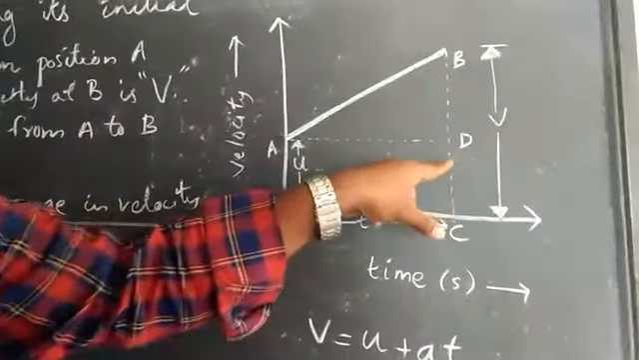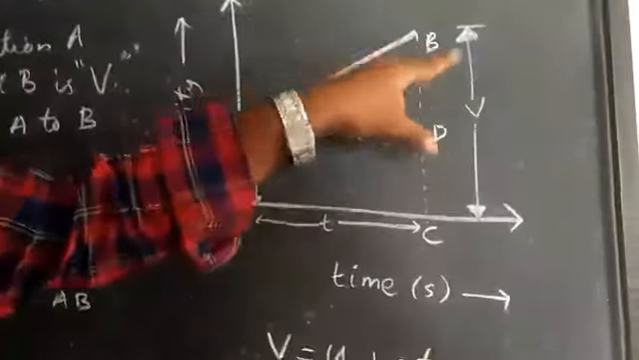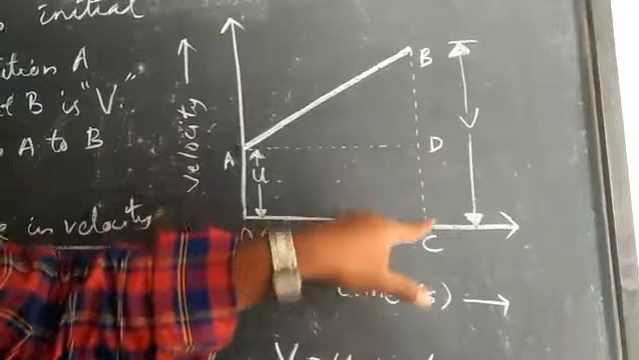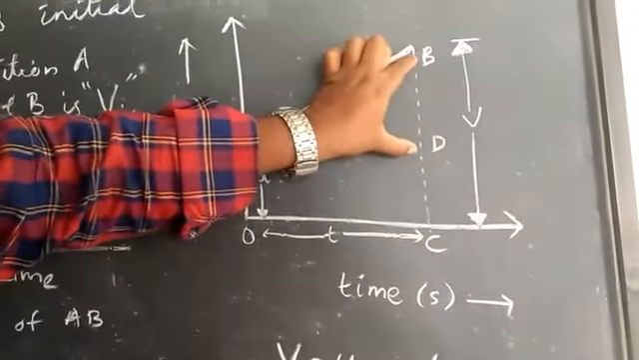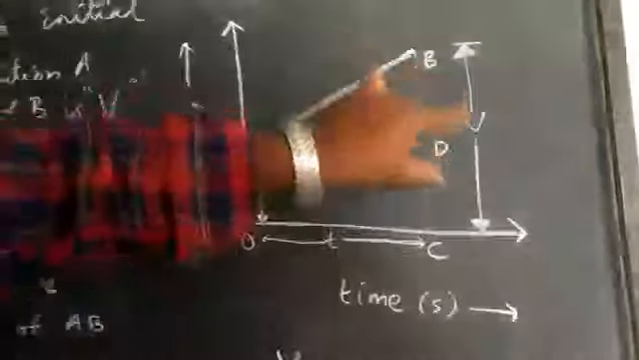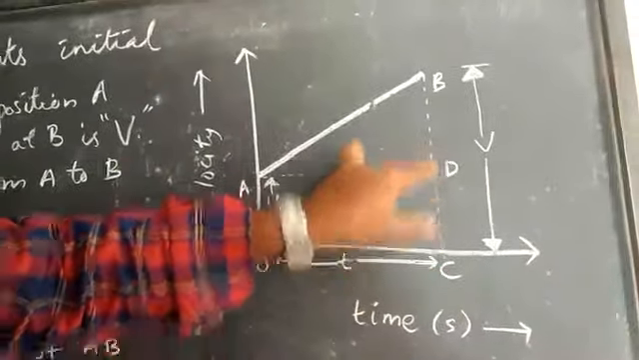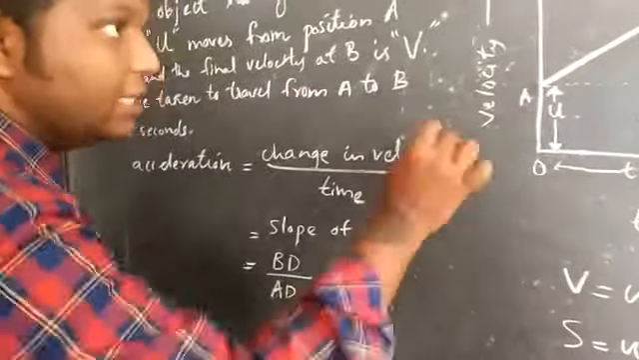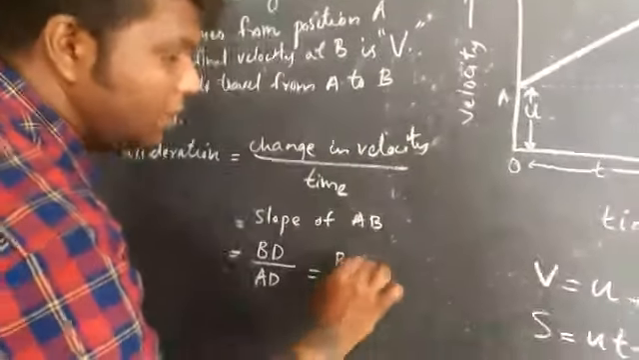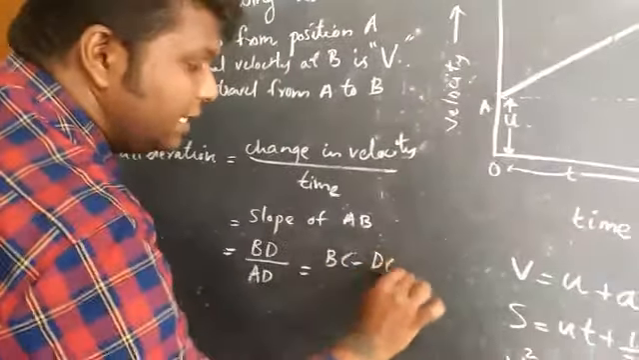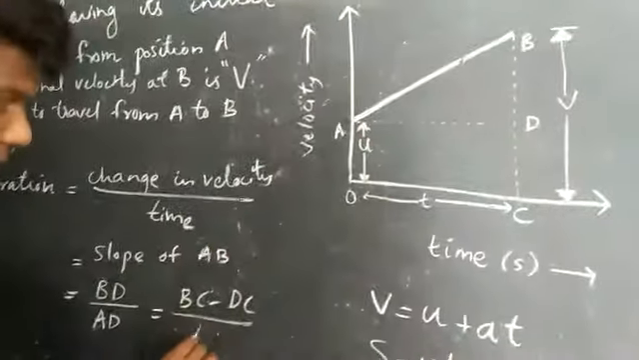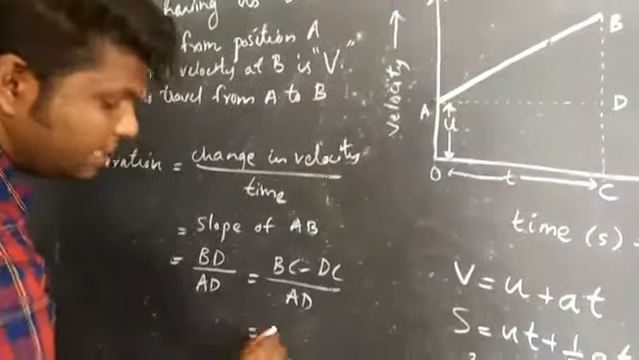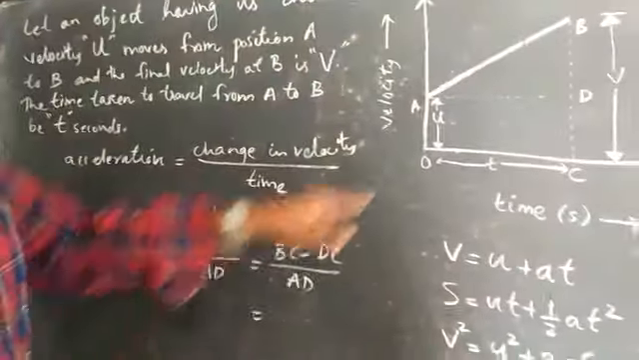What about BD? We can say BD is the total BC minus DC, right? How much is BD? It is the whole BC minus DC. So I am writing it instead of BD. BD is equal to BC minus DC, divided by AD, which is AD itself.